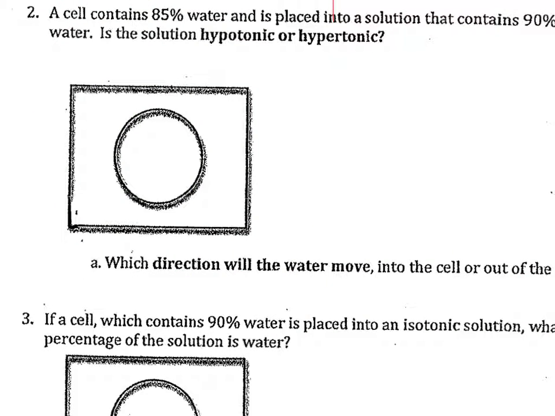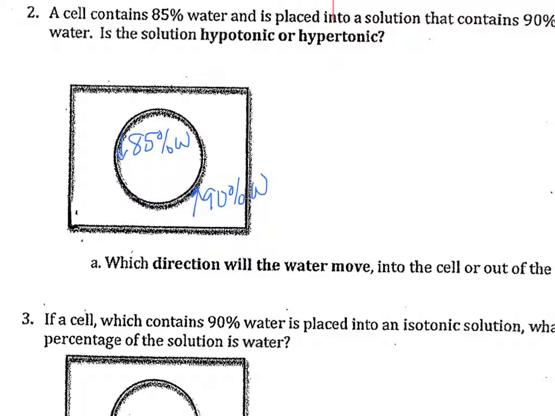So let's look at the second problem. A cell contains 85% water, so immediately I write in my 85% water, and is placed in a solution that contains 90% water. Check your own work as I go through this problem. Immediately, I figure out where water is in high concentration, and right here in the solution, it is high concentration, that's 90%, and this is lower than 90, so that's low concentration at 85% water.